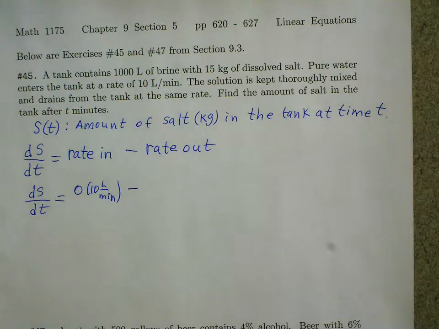But the solution that's being taken out of the tank or drained from the tank isn't pure water, it has salt in it. So it's also being pumped out at 10 liters per minute. How do we determine what amount of 10 liters is being pumped out per minute?